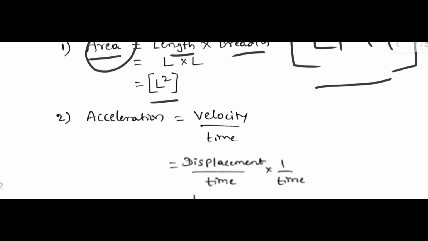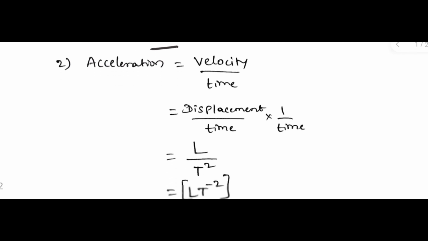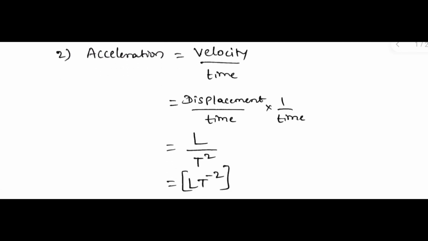Next one is acceleration. This is also one of the physical quantities. The formula is velocity by time. For finding the dimension of any physical quantity, you must know the formula of that quantity. Then only we are able to find the dimension or dimension formula. Here acceleration means velocity by time. The velocity formula is displacement by time.